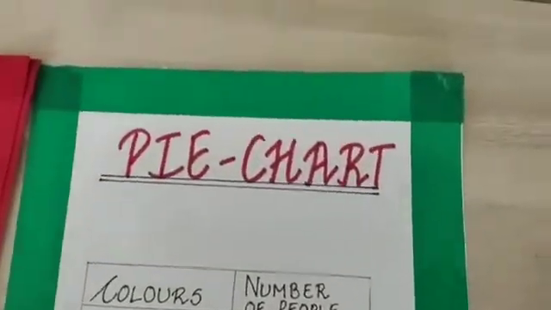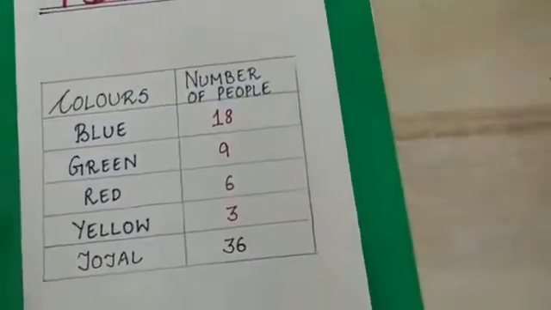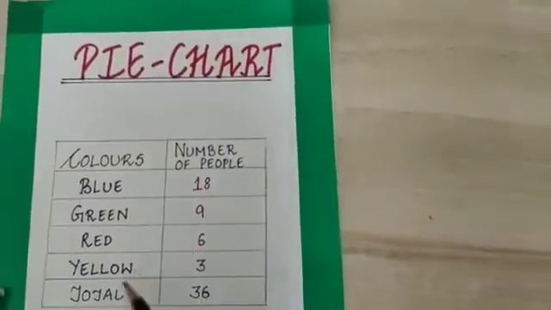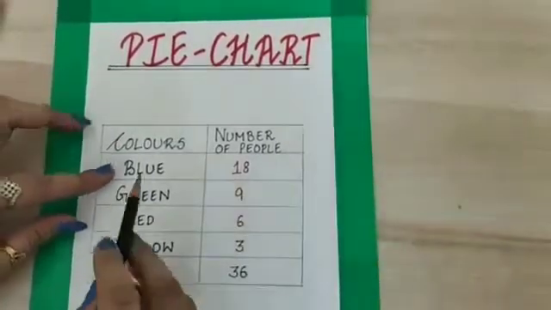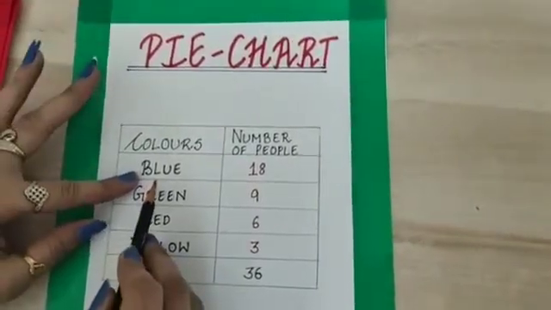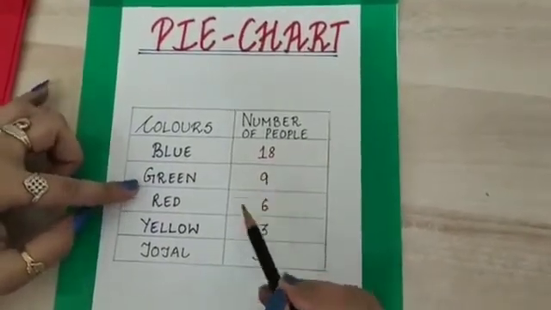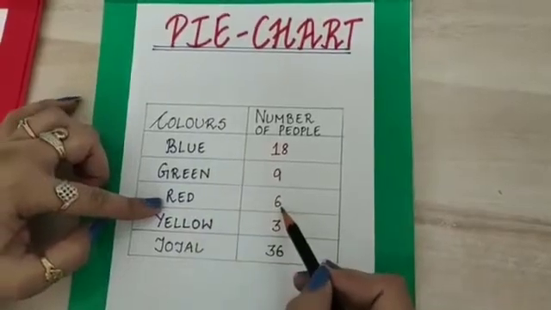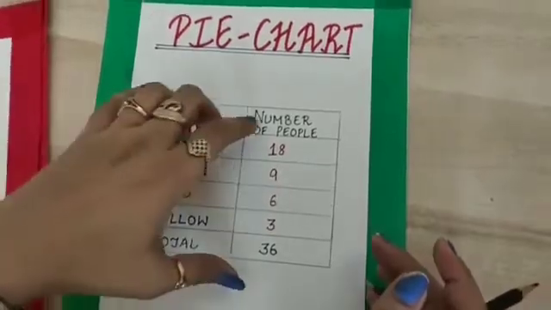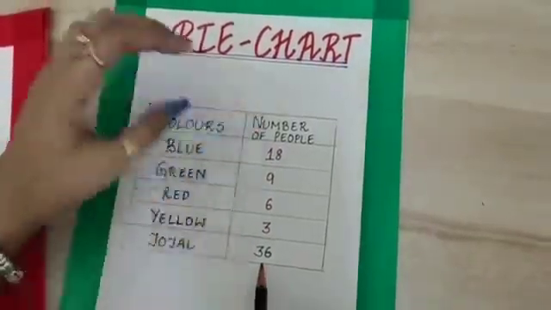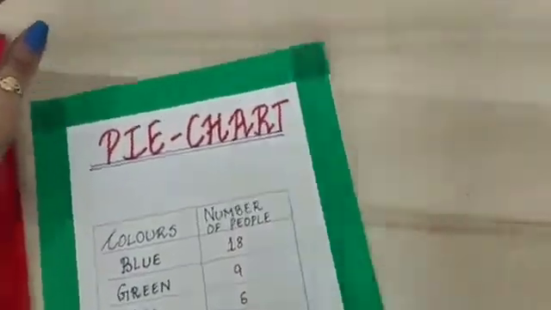As you all know, for a pie chart or any graph, we need some information, some data. Here we have taken favorite colors chosen by a number of people. Blue color is liked by 18 people. Green color is liked by 9 people. Red color is liked by 6 people. Yellow color is liked by 3 people. So the total number of people is 36. These are the total number of people and different colors are liked by some of them.